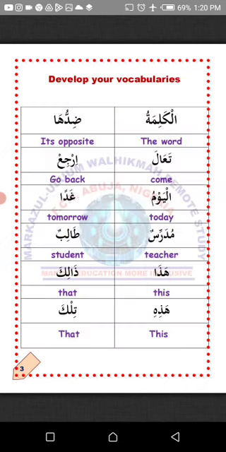So develop your vocabulary parts. Al-kalima, the word. Ridduha, its opposite. Ta'al, come over. Irji, go back, is the opposite. Al-yawm, today. Gadan, tomorrow. Mudarris, teacher. Talib, students. Hada, this. Dhalika, that. Hadihi, this, for a female person or female object. Tilka, that, for a female person or a female object.